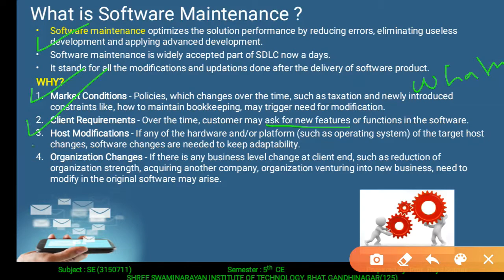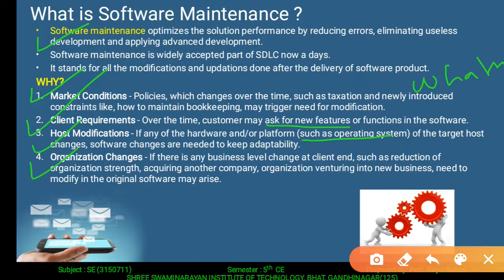Then the third one is host modification. If any of the hardware or platform, such as the operating system of the target host, changes, software changes are needed to keep adaptability. Means whenever we change any hardware, each and every hardware works in synchronization with the software. So if the hardware is changed, you need to change the software.